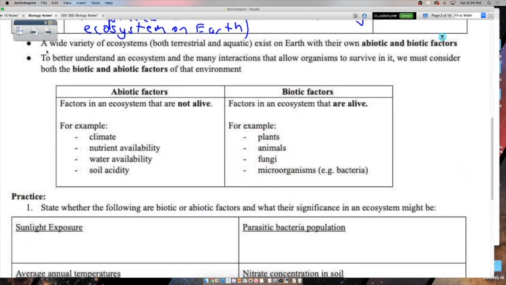Okay, so just a quick summary here of the idea of abiotic versus biotic, right? Abiotic means not alive, biotic means alive. So some things that are considered abiotic factors are climate, right? That's going to have an effect on what kinds of things can live there. If there's never any rain, right, you're not going to have a lot of plant life, which is going to affect what kinds of other organisms can eat there that would normally eat those plants, of course. Nutrient availability, water availability, all this stuff, soil acidity, temperatures, right?